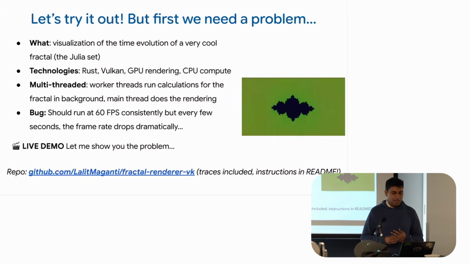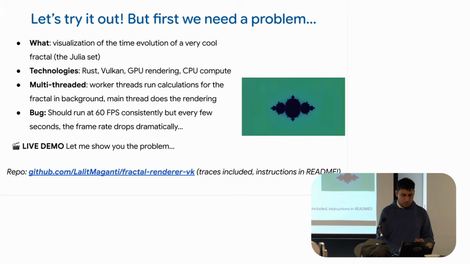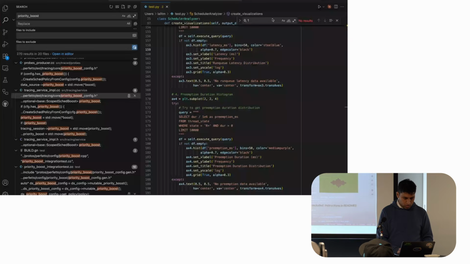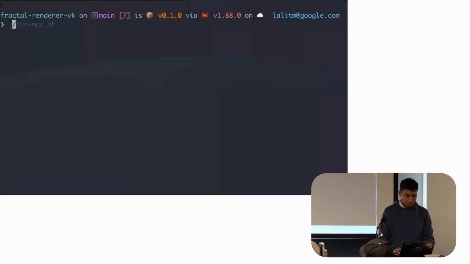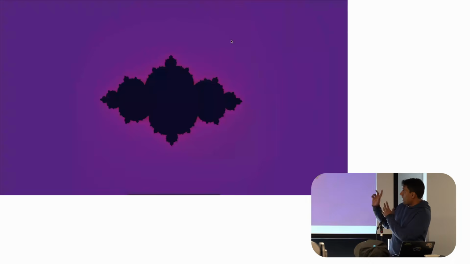The bug is that it should run at 60 FPS, but every so often the frame rate drops dramatically. And actually, I can show that off to you. So if I go to here, and then I run the program. This is the Mandelbrot visualizer. Yeah, you just saw that there's some frame drops there.